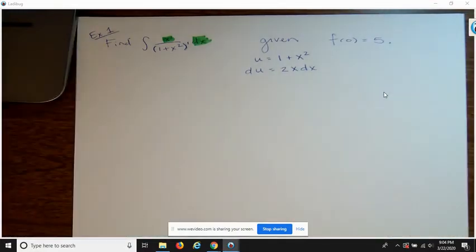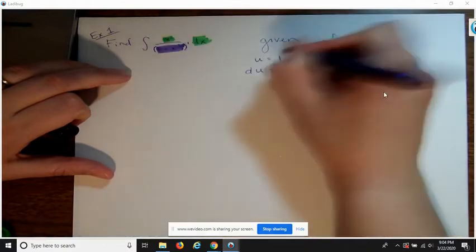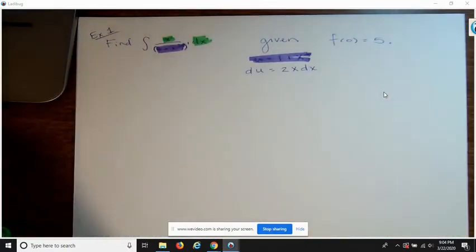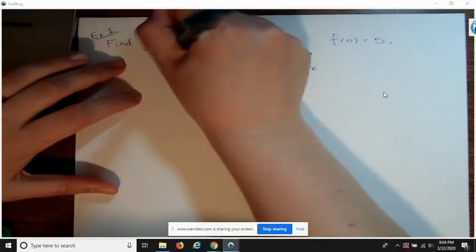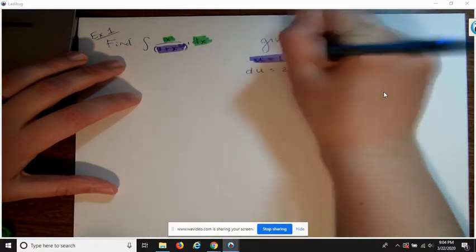Let's find a different color highlighter. Here is our u, this guy right here. Oh man, that probably makes it hard to see. I'm sorry, I should not have picked purple. I apologize. Okay, so our u is right here, and the stuff left over from u, I highlighted in green.